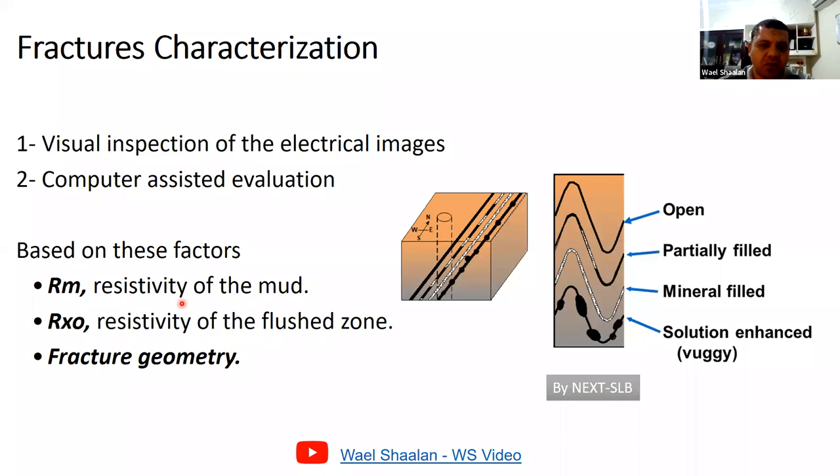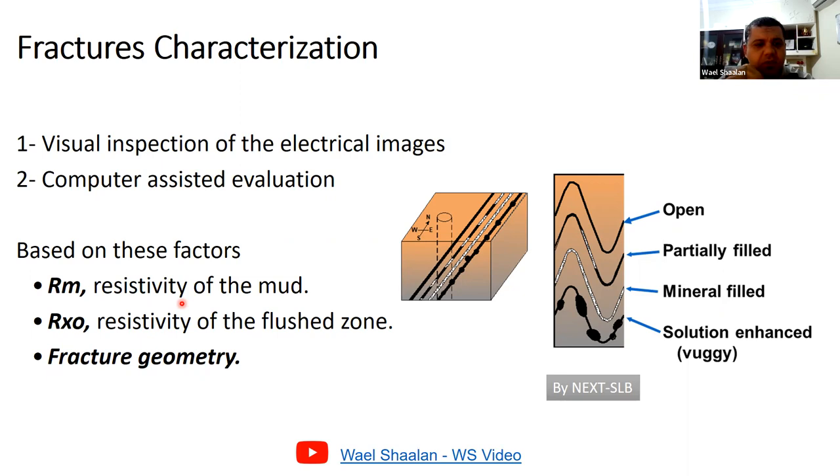Is it oil-based mud or water-based mud? Water-based mud is conductive material. Oil-based mud is resistive material. Then the resistivity Rxo, which is the resistivity of the flushed zone, because most of the images, I'm talking about wireline images, are reading in the flushed zone. As we know, we have the flushed zone and we have the invaded zone and we have the uninvaded zone. So most borehole images are reading and investigating in the area of the flushed zone. That's why the resistivity of the flushed zone is very important for us.